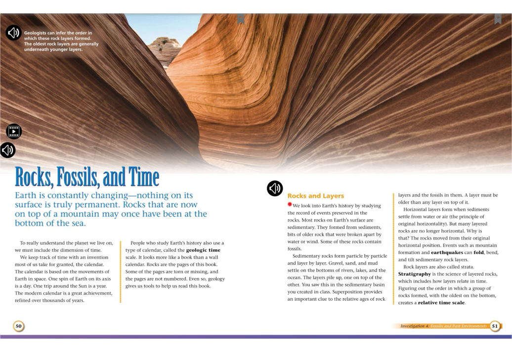Rocks and layers. We look into Earth's history by studying the record of events preserved in the rocks. Most rocks on Earth's surface are sedimentary. They formed from sediments, bits of older rock that were broken apart by water or wind. Some of these rocks contain fossils.